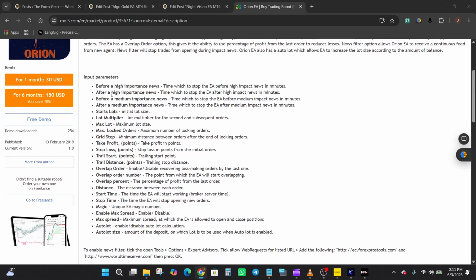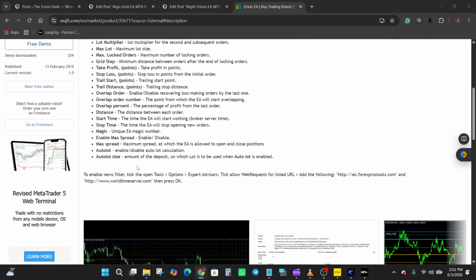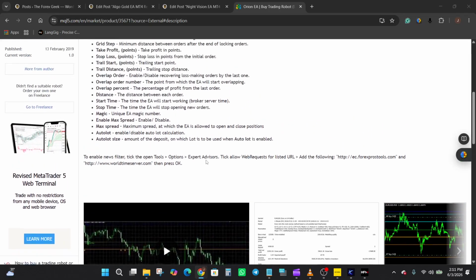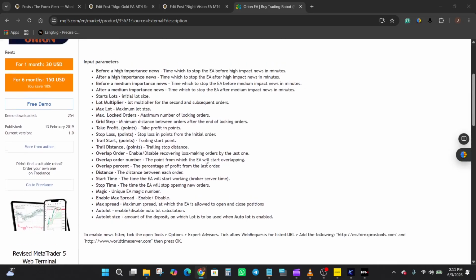So you can see all the input parameters here, and we can also see here, as is written, to enable news filter, go to tools, options, expert advisors, and tick allow web requests for listed URL. Then you add the following, then press OK.